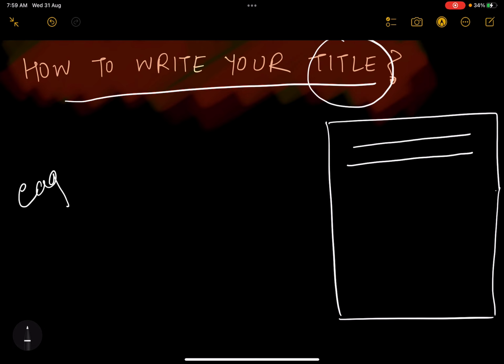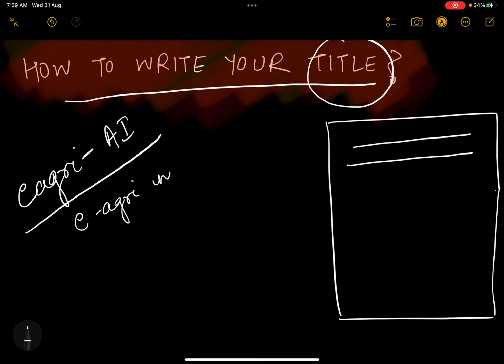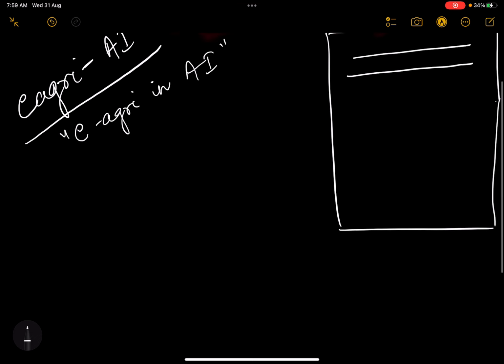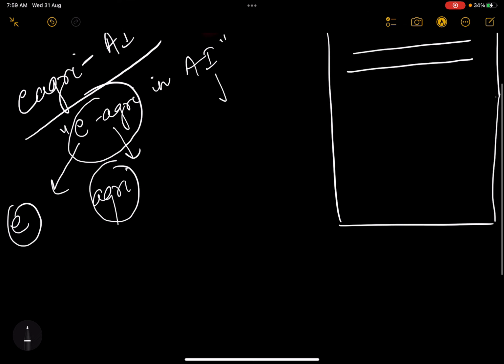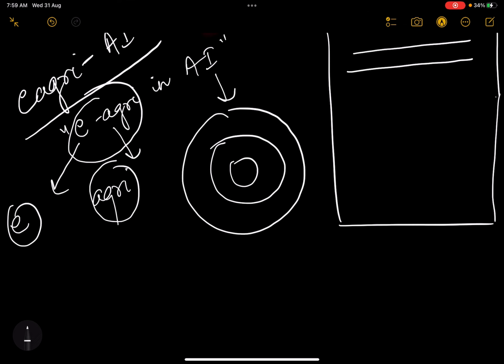Now students write, for example, the best example that I have: I had a student who was working in agriculture using artificial intelligence, right? So he or she wrote something like this: E-Agriculture in Artificial Intelligence. That was the title of the paper. Now, if you look at this particular term, you'll realize that E is electronic and agriculture is one field in itself. And similarly, AI is very broad: AI, ML, deep learning, and there are so many things, right?